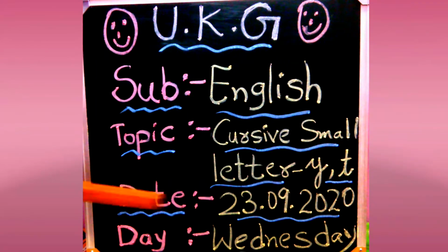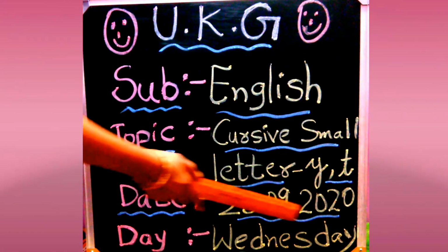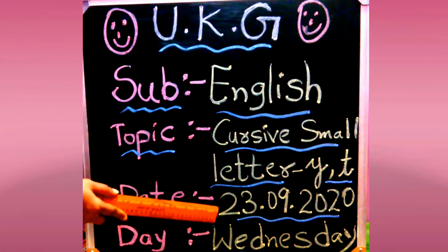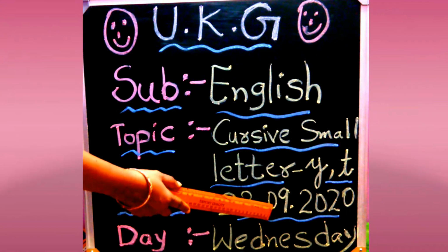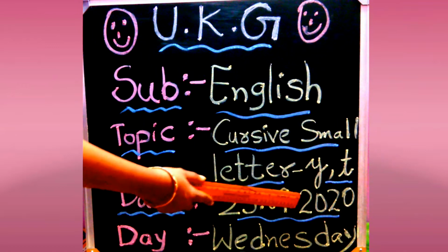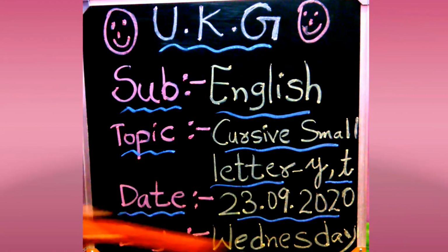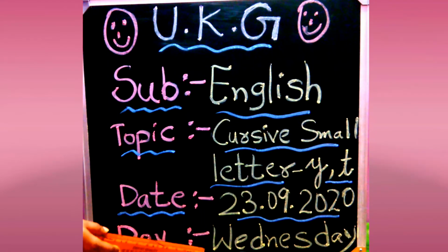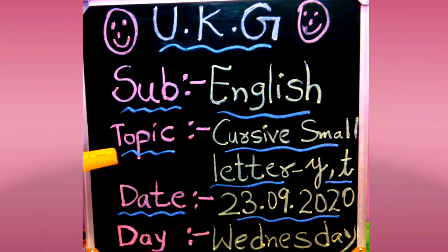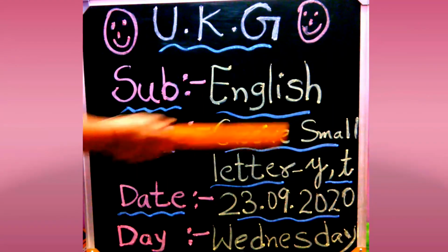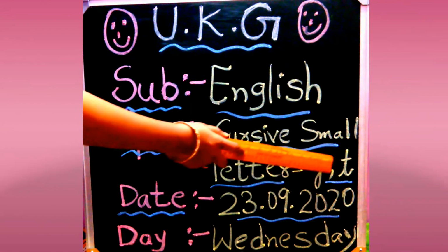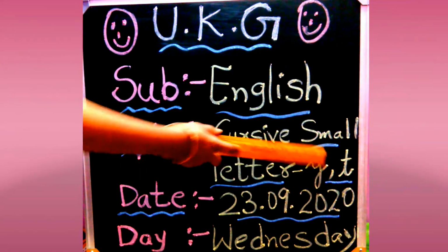Today's date is 23/9/2020. 23rd day, 9th month, that is September month, and year 2020. Today's day is Wednesday, and today we are going to discuss the topic cursive small letters Y and also T. Okay children?